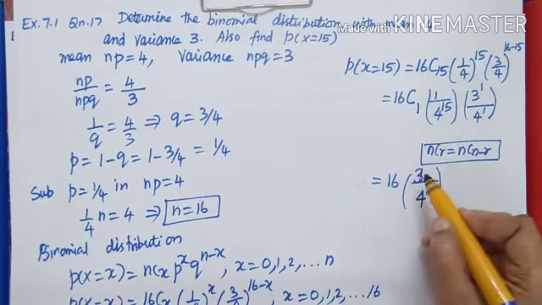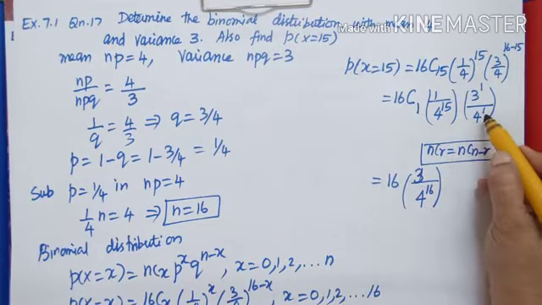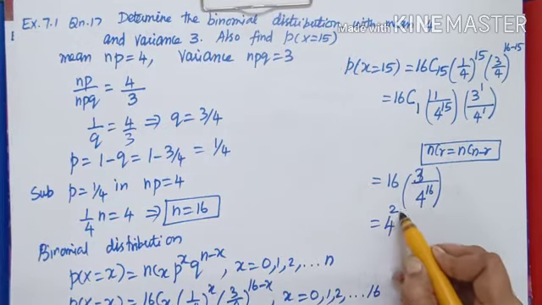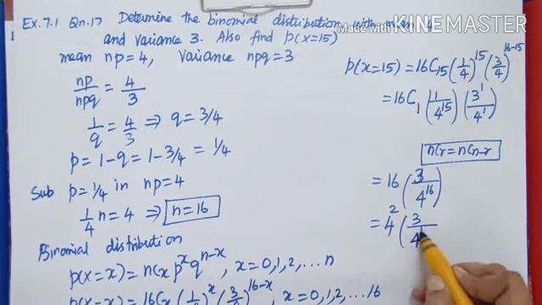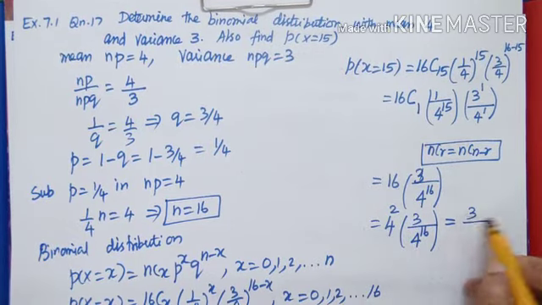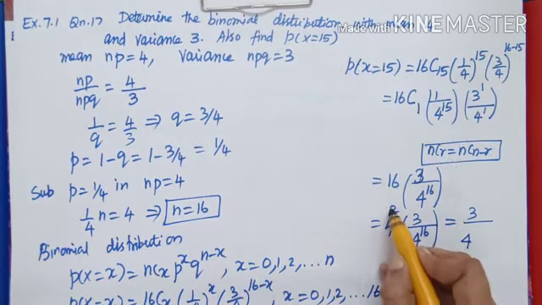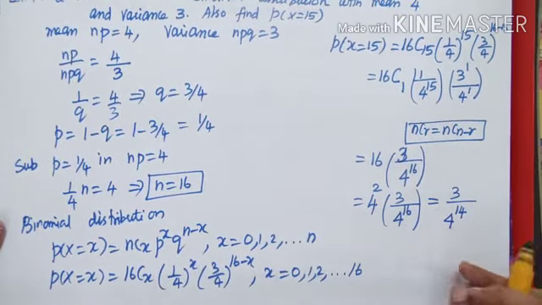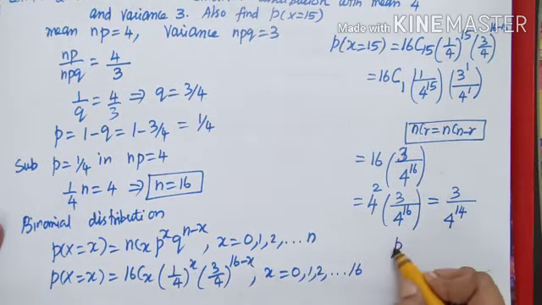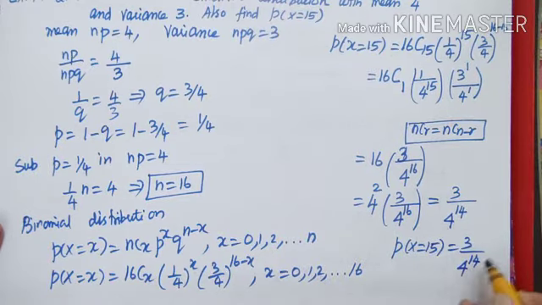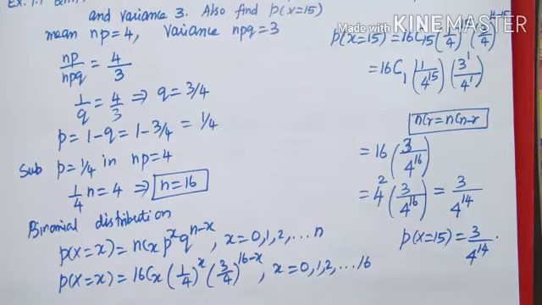So 1 into 3, 3. 4 power 15 into 4 power 1 is 4 power 16. 16 can be written as 4 square by 4 power 16. 4 power 2, 4 power 16, you can subtract when we divide. So 4 power 16 minus 2, that is 14. You can use calculator and simplify, or to arrive at book answer, you can write the answer like this itself. 3 by 4 power 14.